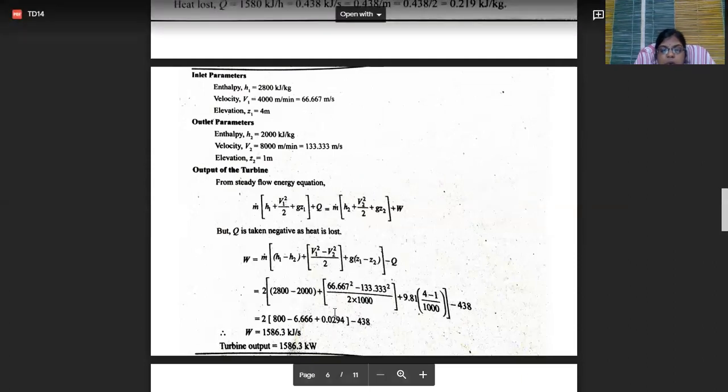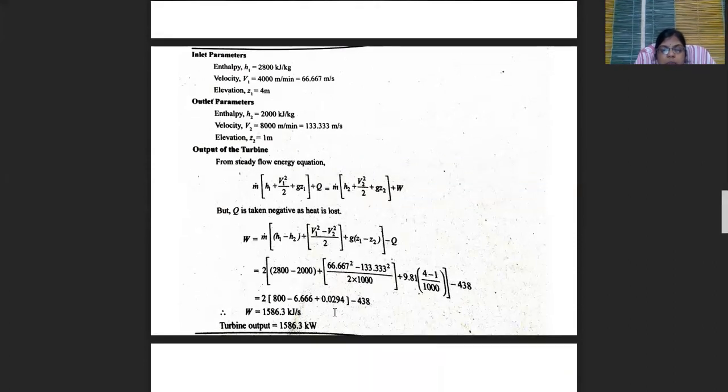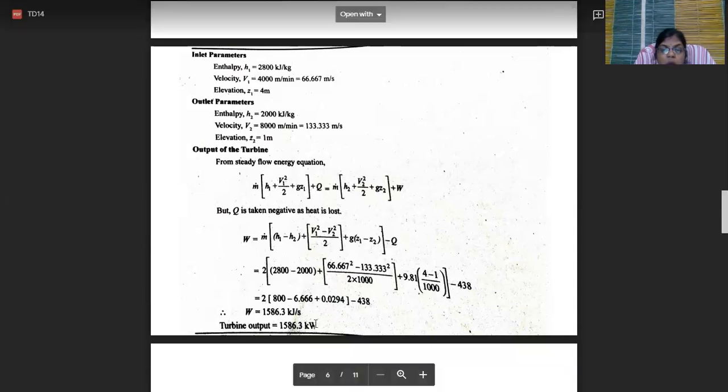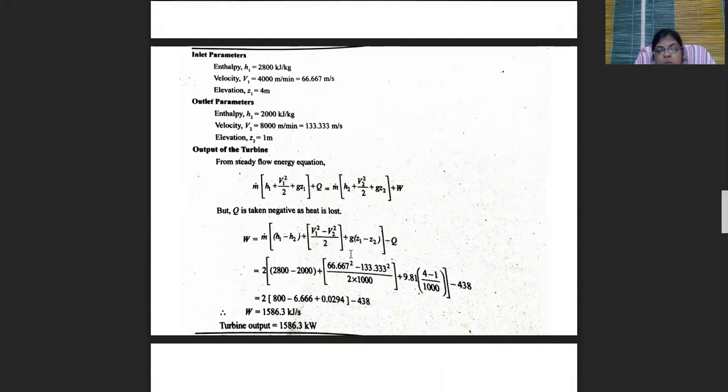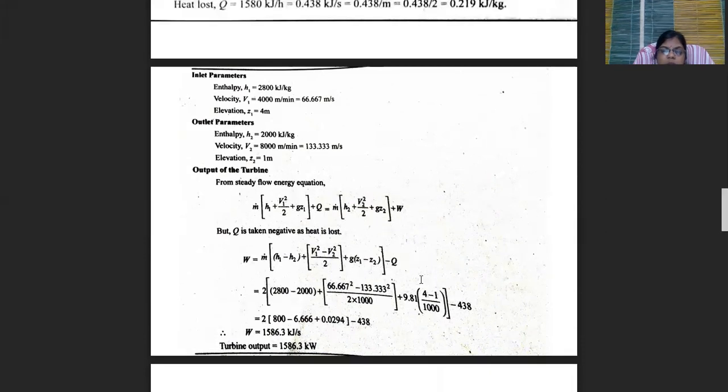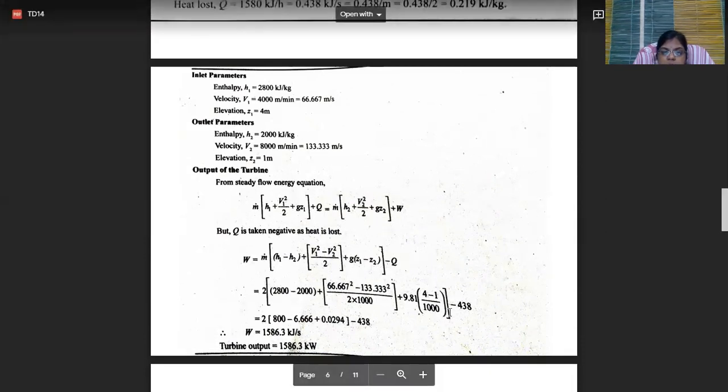So what is the turbine output? Turbine output is nothing but power. He did not ask for the power, he asked only for the turbine output. Turbine output is work done only. So work done is 1586.3 kilowatt. Okay, so we just divide by 1000 and 1000.